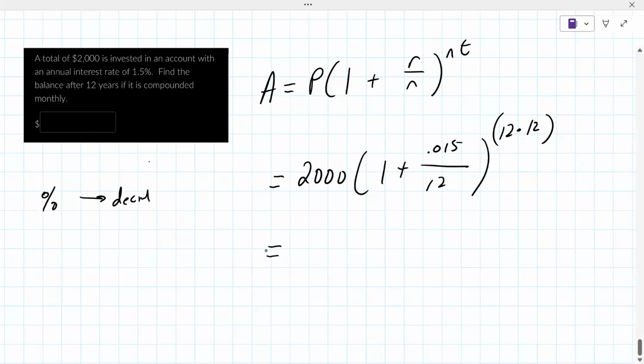I got 2,394.165592. Okay, so it's money, so you go to 2 decimal places, make sure you round correctly.